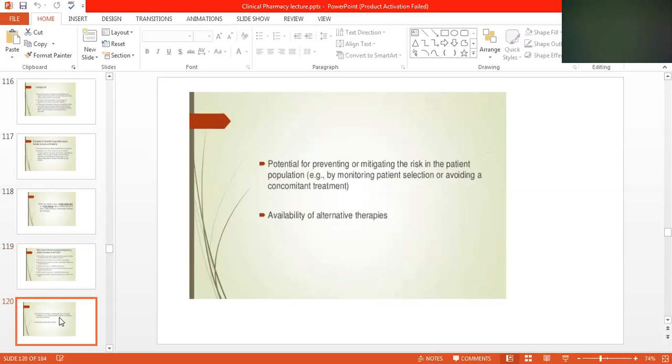Potential for preventing or mitigating the risk in a patient population, for example by monitoring patient selection or avoiding concomitant treatment, meaning side-by-side treatment should be avoided. Availability of alternative therapy: if the patient does not tolerate these drugs, you have to change the drug and give an alternative therapy, changing the medications.